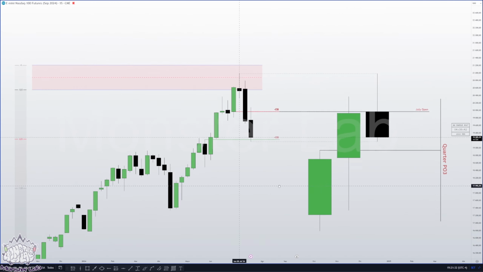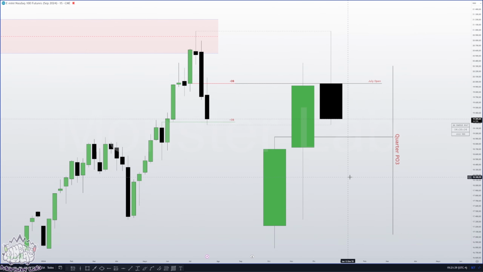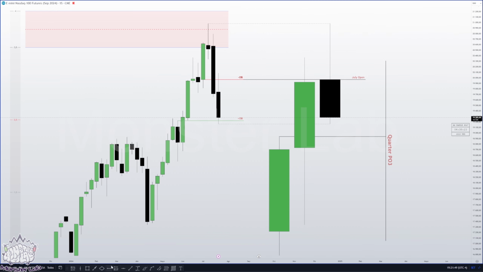In this week, price opened below the quarter power of three or the monthly power of three, in this July open. At the same time, the previous week closed below the bullish candle here. This is the last bullish candle before price reaches the retracement or reversal zone, the 3.5 deviations here. In the midpoint, price reversed on Tuesday, closing below the July open.